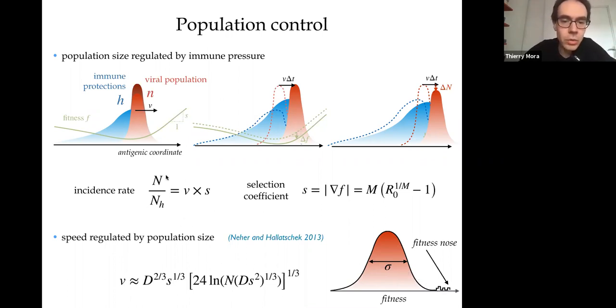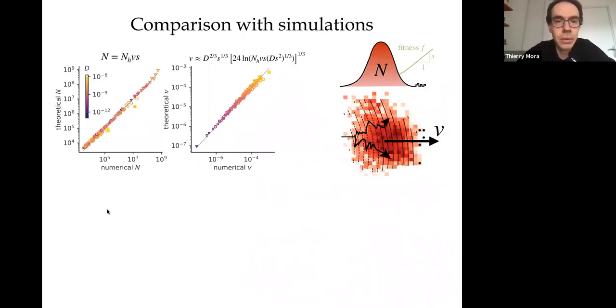So if you combine these two equations, this one and this one, you have two unknowns, n and v. You can actually determine these two parameters of the wave, and then you can compare with the theory, and we find that it works fairly well. So we just solve these two equations, then compare directly to the simulations, and get good agreement.